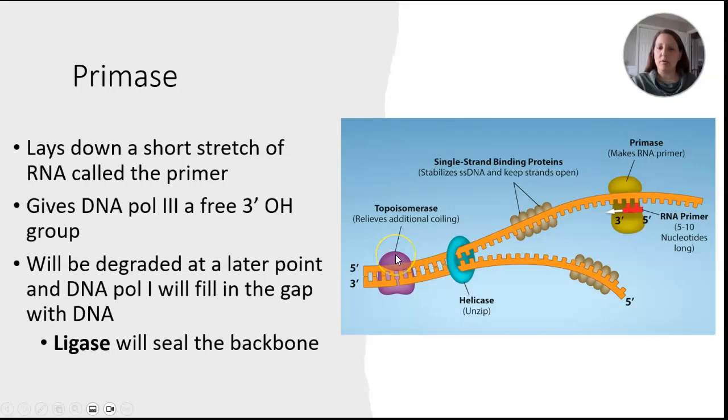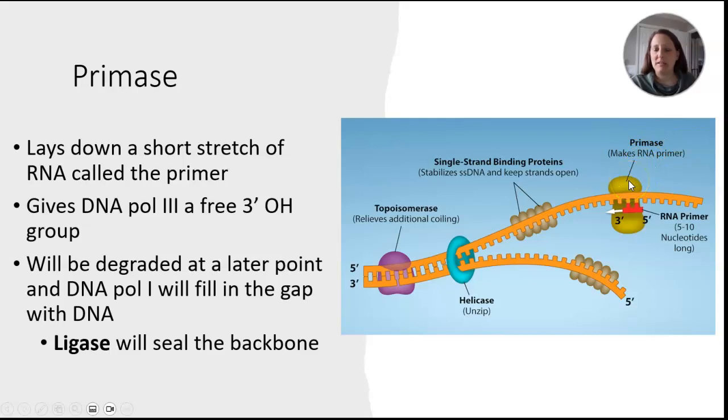Topoisomerase is preventing overwinding, and it's going to relieve any tension by breaking the DNA, untensing it, and putting it back together. Helicase is unwinding and unzipping. And here we've got our single-stranded binding protein, making sure that the two don't go back together. Okay, so now we've got primase.